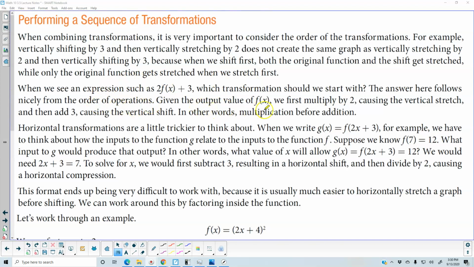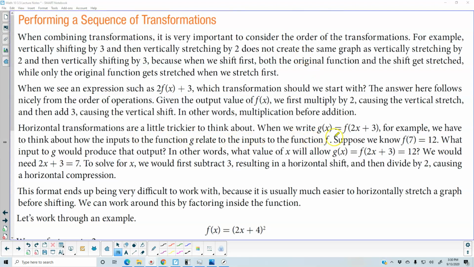Given the output value of f of x, we first multiply by 2, causing the vertical stretch, and then we're adding 3, causing the vertical shift. So in other words, multiplication came before addition. Horizontal transformations are a little trickier to think about.